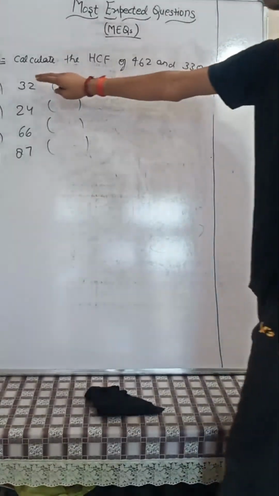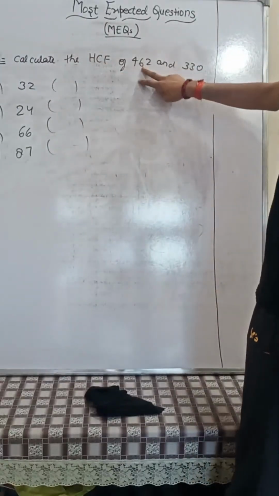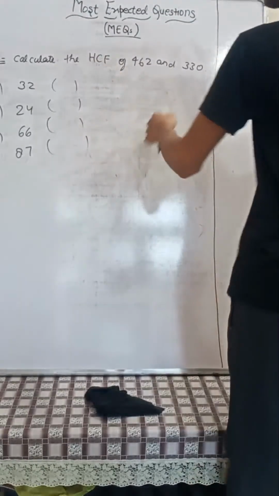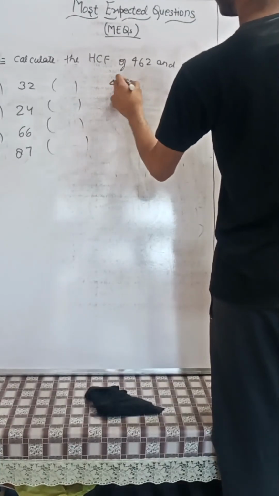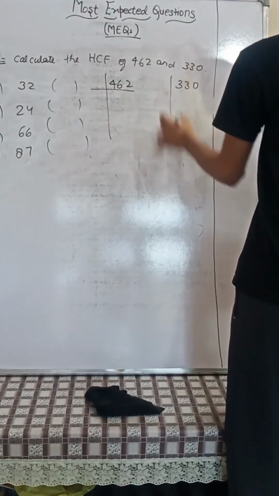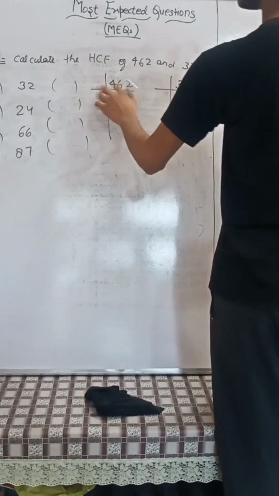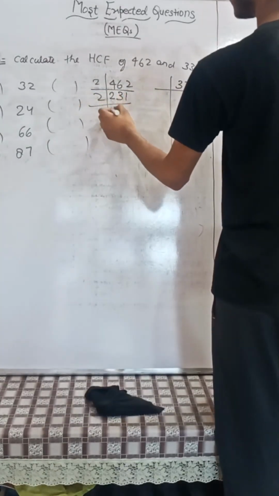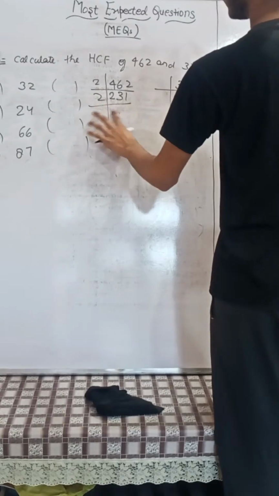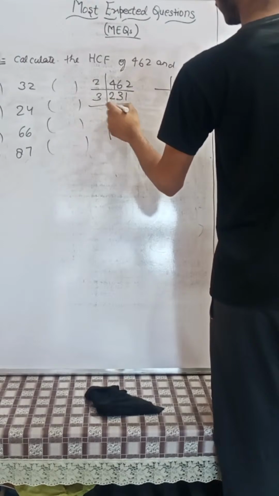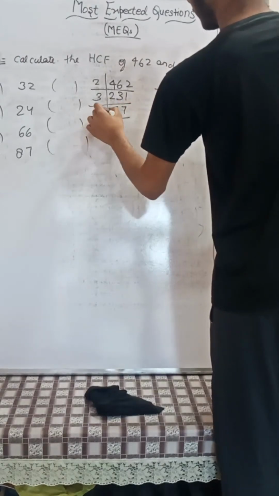The next question here. Calculate the HCF of 462 and 330. Now the HCF is highest common factor. Now check here. 462, 330. 462 divided by 2 is 231. This is not divisible by 2. Divided by 3 is 77, and 7 by 7 is 1.